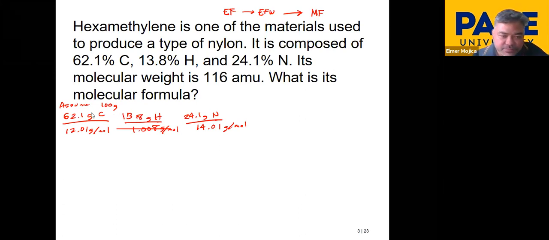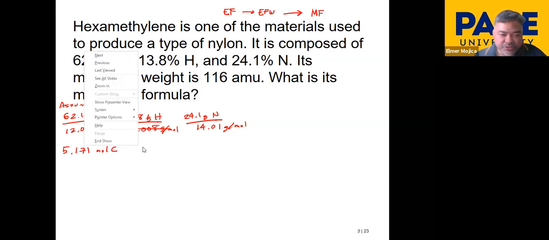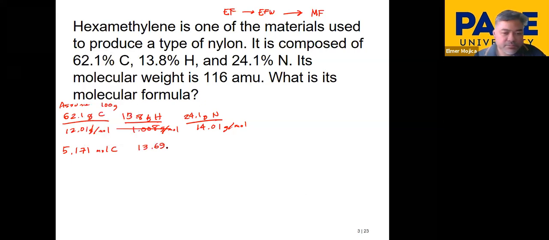So the grams is canceled, giving you the moles. So this one will give you what? 5.17 moles of carbon. This one will give you around 13.69 moles of hydrogen, and this one will give you around 1.720 moles of nitrogen.